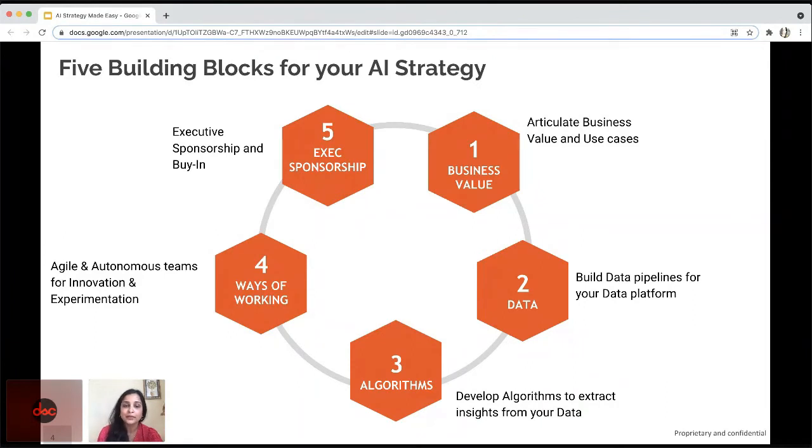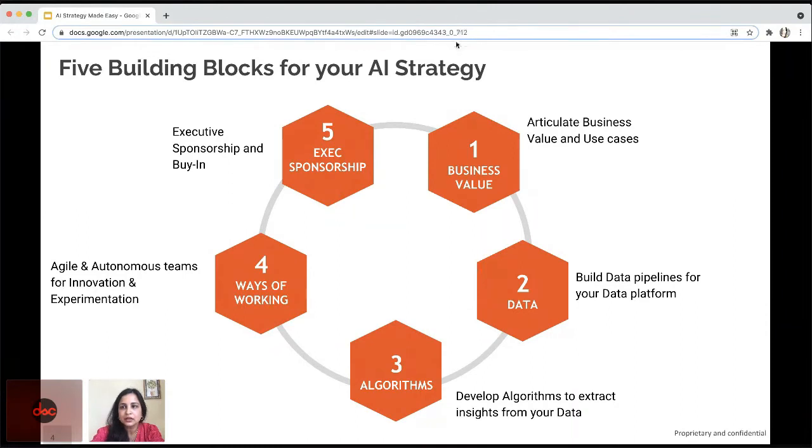And many times the way you structure your team for success really helps you in 2 and 3, which is if you structure the team the right way, you'll be able to build successful data pipelines and you'll be able to build algorithms the right way. So the right way of working is really the fourth building block. And the fifth building block, which is critical for anything that's strategic, is your executive sponsorship. Having your executives sponsor and buy into the AI program is really key and critical for the success of your program.